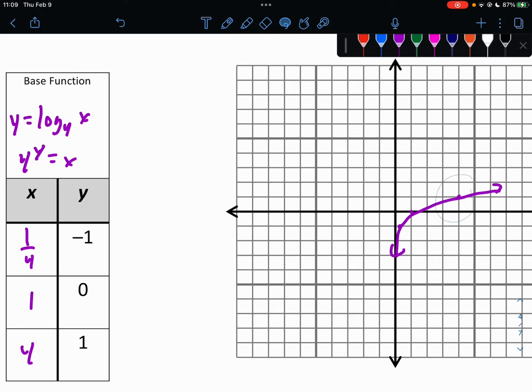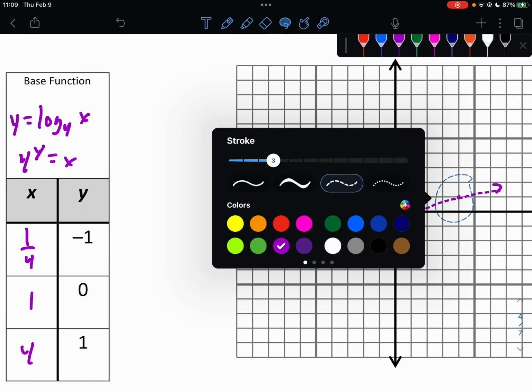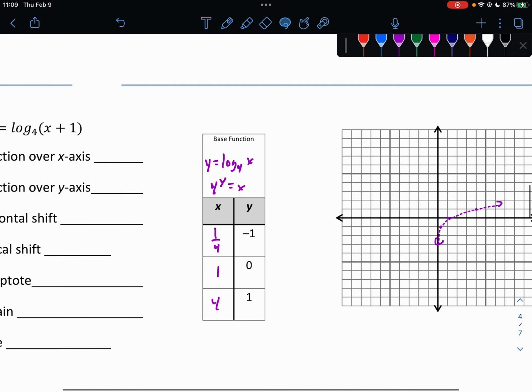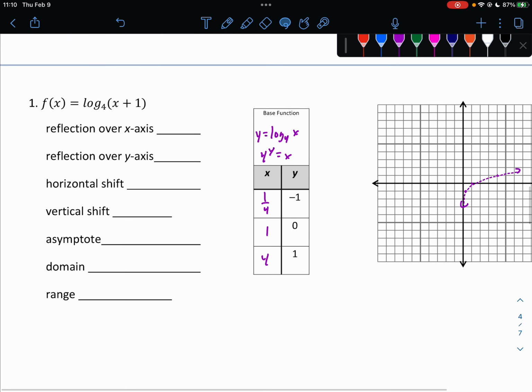With a dashed line, of course, since it's not the actual graph here. So that's my parent function here. Okay, so what's happening in this graph? Is there a reflection? No, no reflections. Is there a horizontal shift? Yes, we go left 1.